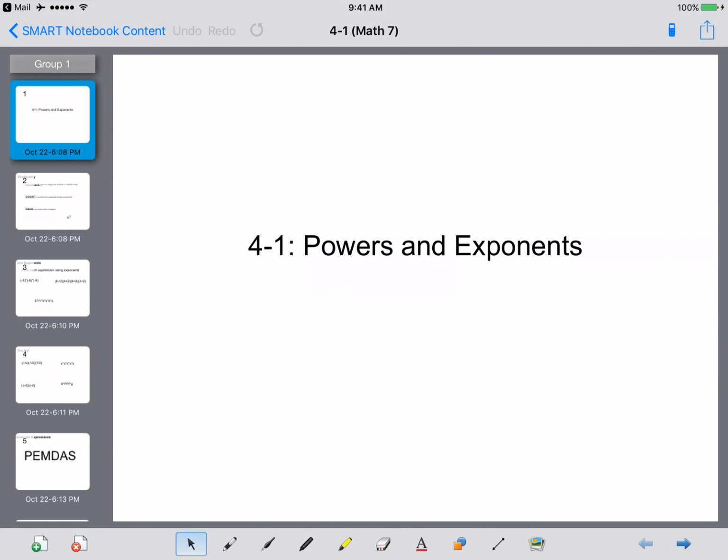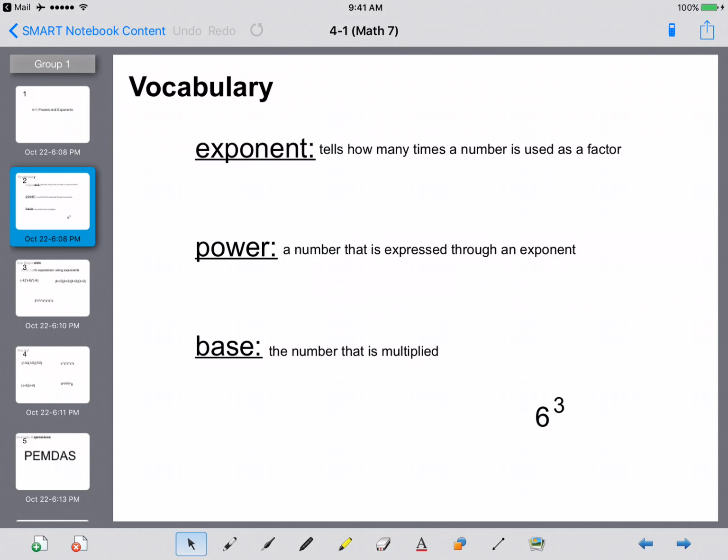Welcome to Chapter 4, Lesson 1 on powers and exponents. So we're starting off with some vocab here. We've got exponent, which tells us how many times a number is used as a factor. So this entire thing here, 6 to the third, is our exponent.